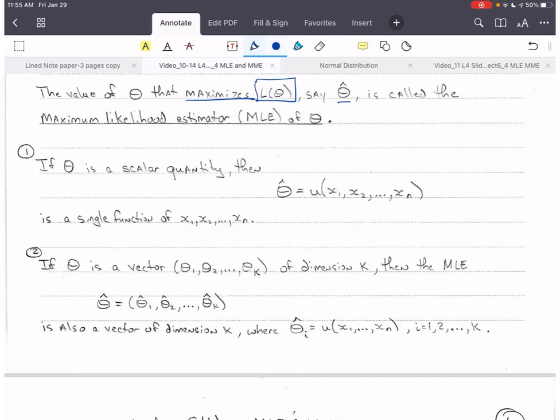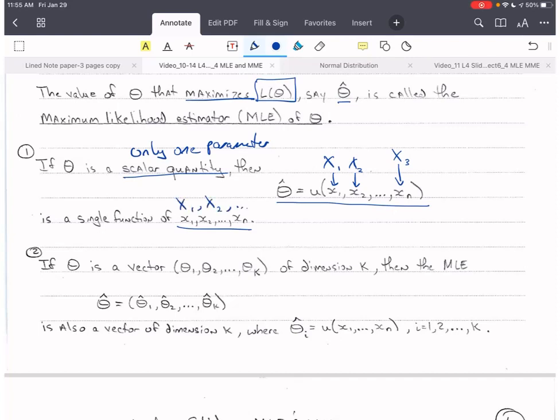So first thing we need to know is if theta is a scalar quantity, that means there's only one parameter. Then theta hat is simply a function of the observed values. Remember that these go with the random variables. Okay, so to calculate it, you're going to use the actual results, the actual observed values to get this. That's all we can do. And this is a single function of x1, x2 up to xn. Okay? And we should probably say capital X1, X2 up to Xn.